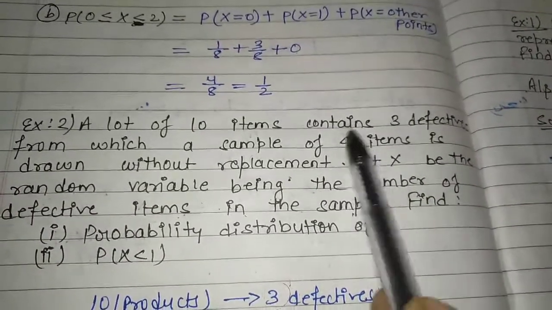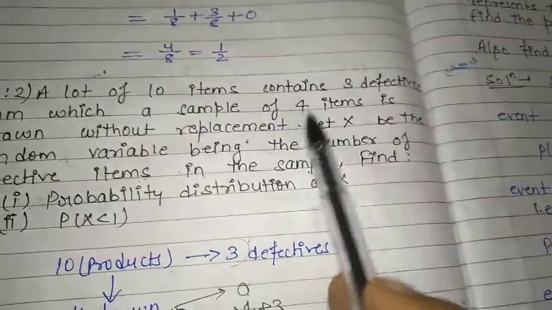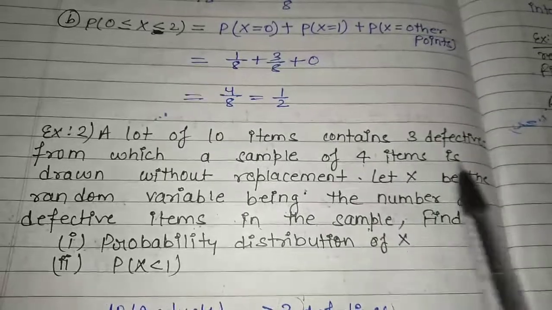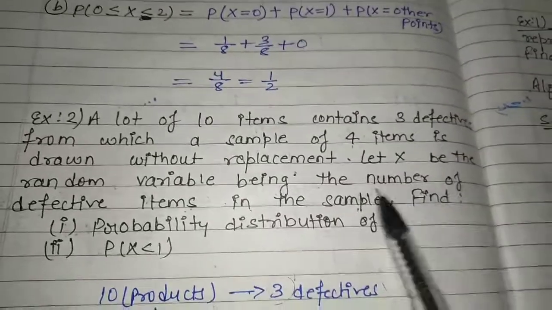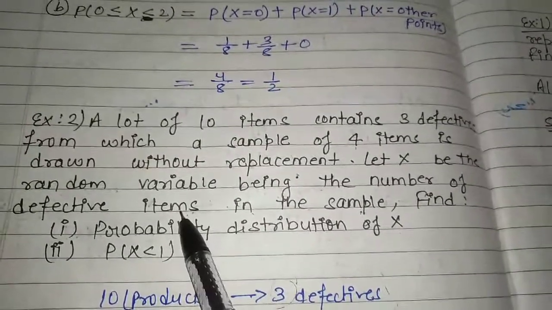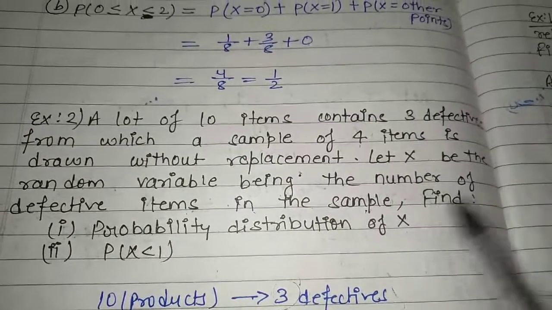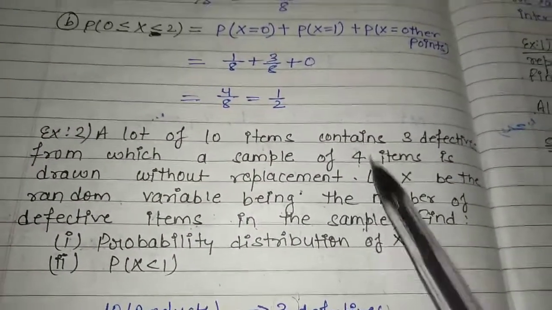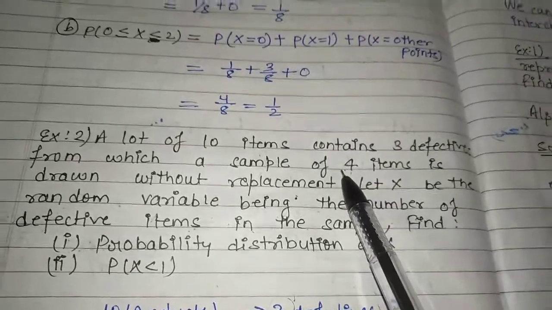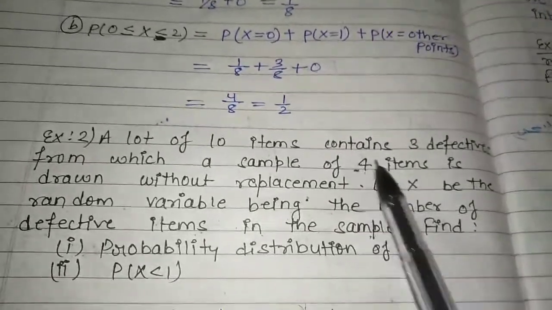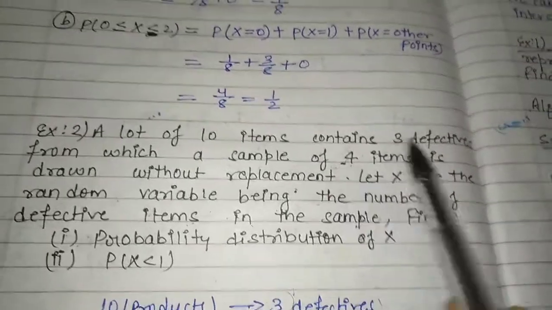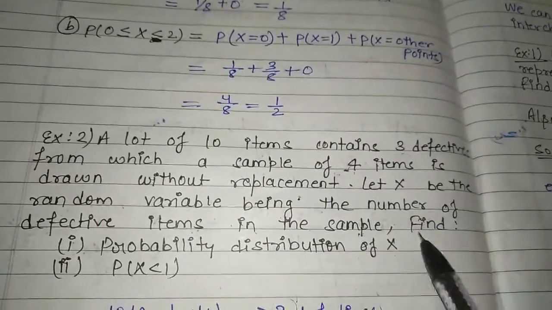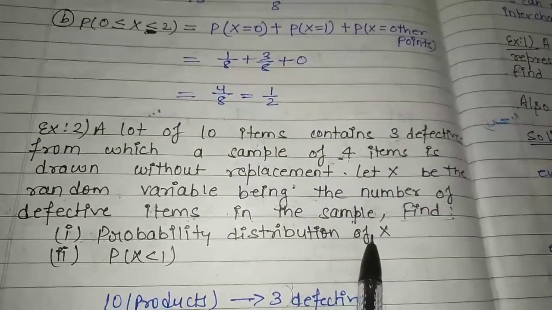Let x be the random variable being the number of defective items in the sample. Means we draw four items from the 10 items, and x is the random variable of the number of defective items in the sample. What are the possibilities? 0 defective items, 1, 2, and 3 is the last, because the maximum number of defectives is 3. So we need to find the probability distribution function of x.